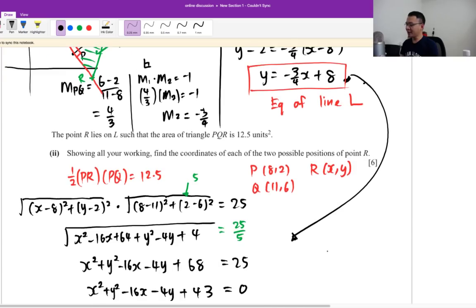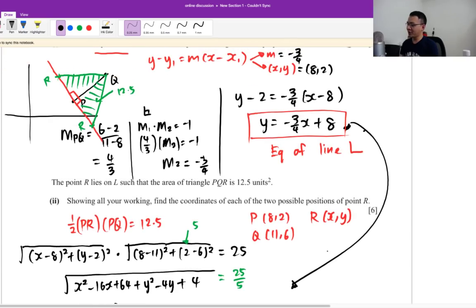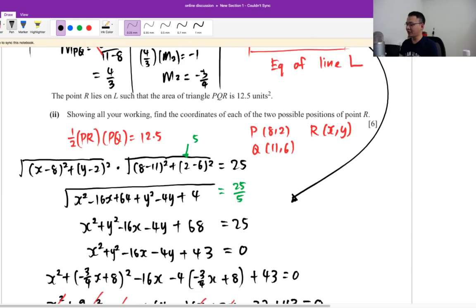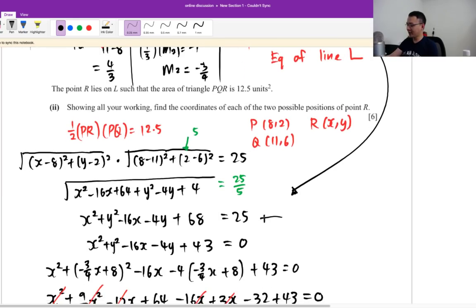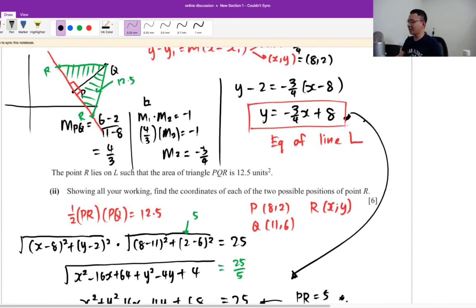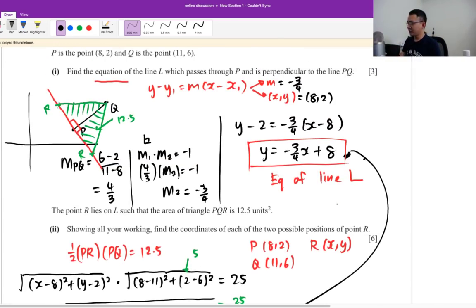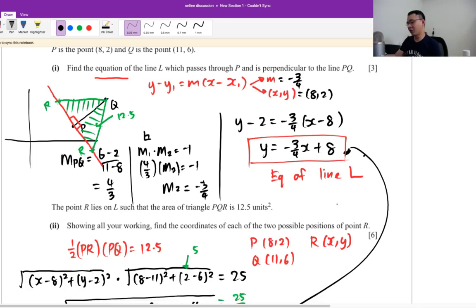Yeah, basically we can say that PR is 5. Yeah, we know the distance of PR is 5. So here I'm trying to expand PR equals 5. But over here we do not know the length of PQ. Yeah, actually we can know because it's 12.5, right? We can easily know that PQ will be the same as PR.